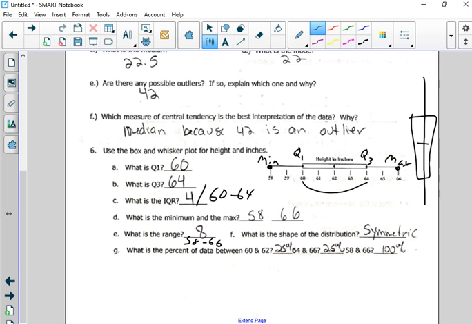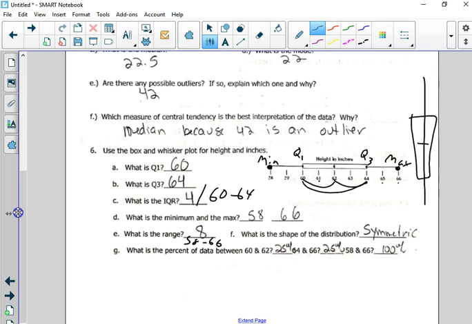What's the shape? It's pretty symmetrical. Okay? If you pull it over, it might be exactly the same. Let's see. 2 here, 2 here. 1, 2, 3, 4 here. 1, 2, 3, 4 here. Yeah, it's exactly symmetrical. You could fold that in half on the median and everything would line up. It doesn't have to be that perfect to be symmetrical, but it is exactly symmetrical.